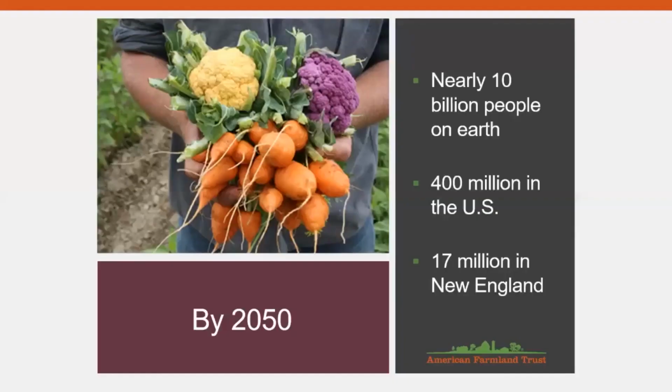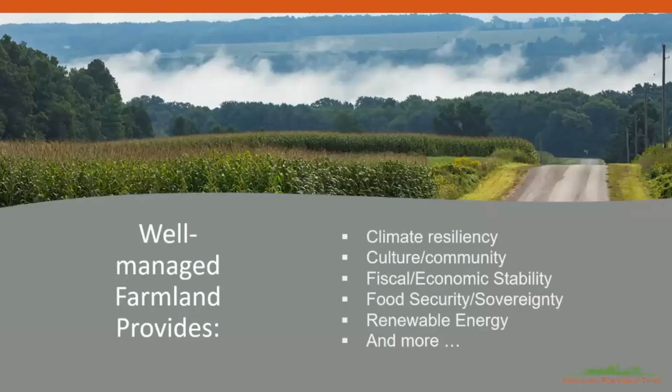Broadly, the U.S. has the most abundance of arable land on earth, but world population is growing, our population is growing, New England's population is growing, and so we really need to treat it like the treasure that it is. Next slide. We need to be prepared. And so these are some of the reasons that we believe that it's important to save farmland. I can see that you agree.